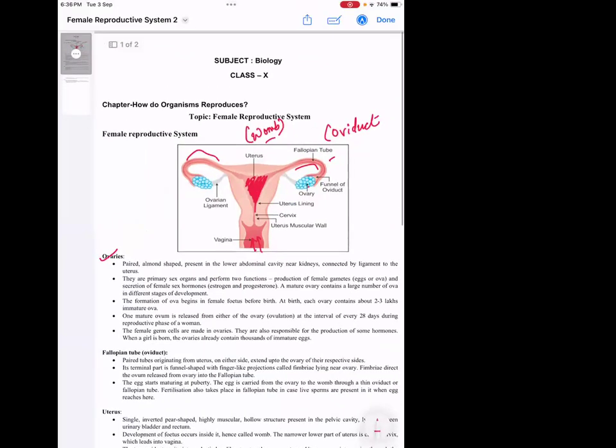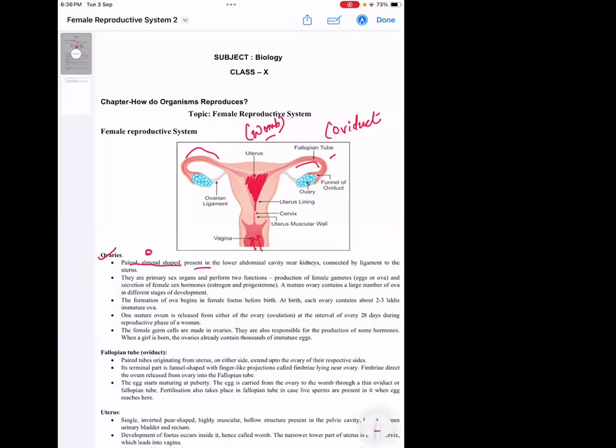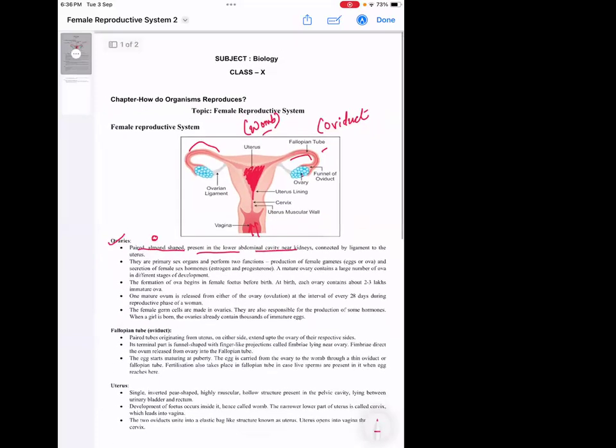Starting with the ovaries, they are paired, almost almond shaped. Almond shape means they are very small actually. They are present in the lower abdominal cavity near the kidneys, connected by ligaments to the uterus. They are the primary sex organs and they perform two functions. Like testosterone is produced in the male, in the same way they will also produce hormones. Two hormones will be produced by them. One is estrogen, and the second one is progesterone.